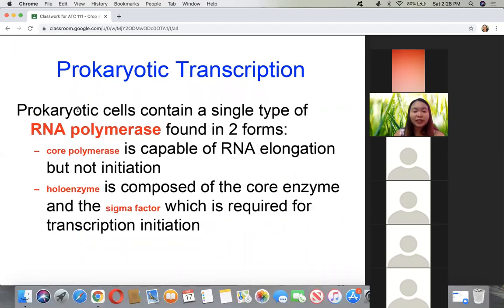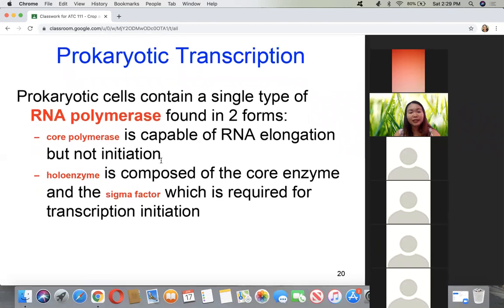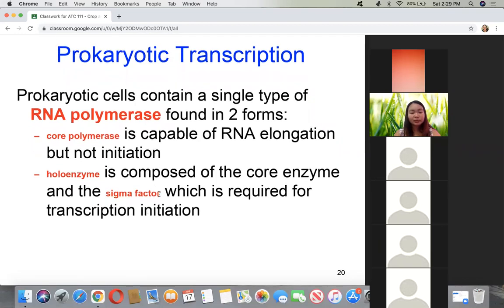So in prokaryotic transcription, prokaryotic cells contain a single type of RNA polymerase, which is in two forms, the core polymerase and the holoenzyme. The core polymerase, they call this, which is capable of RNA elongation but not initiation. The holoenzyme naman is composed of the core enzyme and the sigma factor na required for transcription initiation. So these are just mga RNA polymerase that are needed for the transcription initiation.